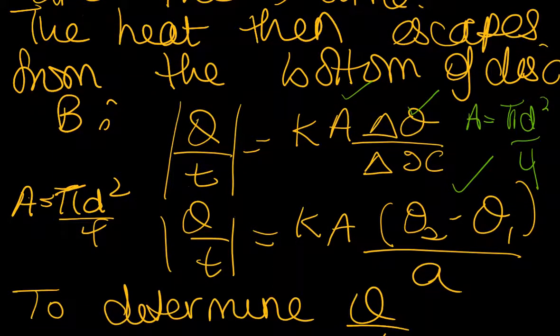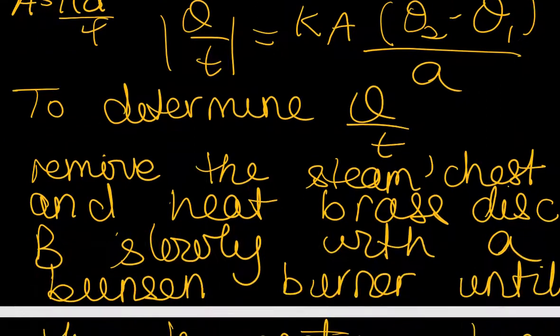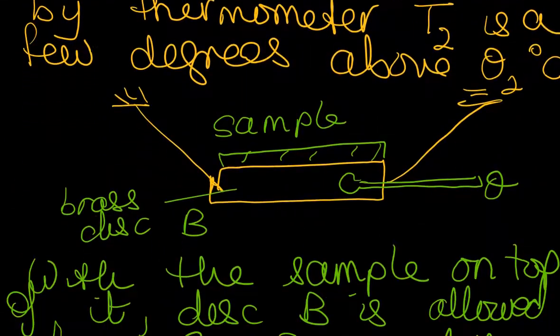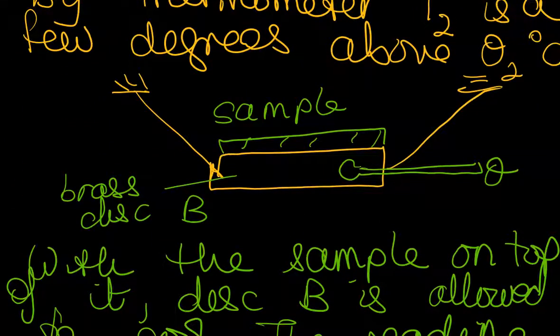Right? So now we are going to determine Q on T. So we're going to change up the apparatus a little bit. Now we're taking out the steam chest and we're just leaving brass disc B. So we're taking out the sample and the steam chest first. And remember, this represents θ2 from thermometer 2. Alright? So you're taking off the sample and the steam chest, and you're going to heat the brass disc B until the temperature is a few degrees above your θ2.